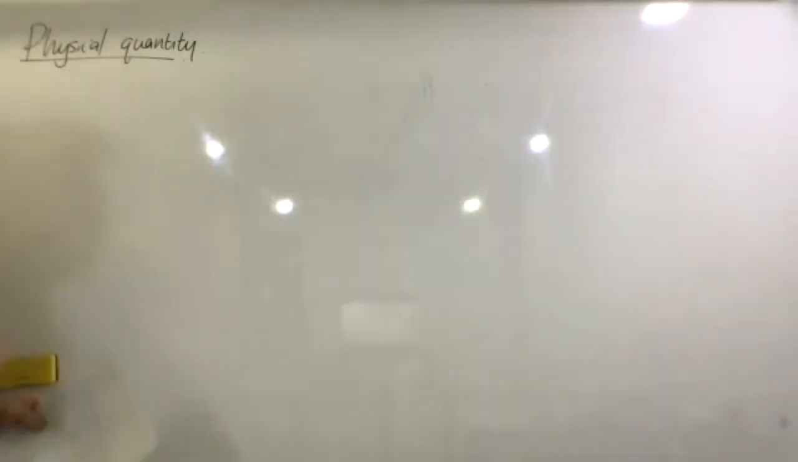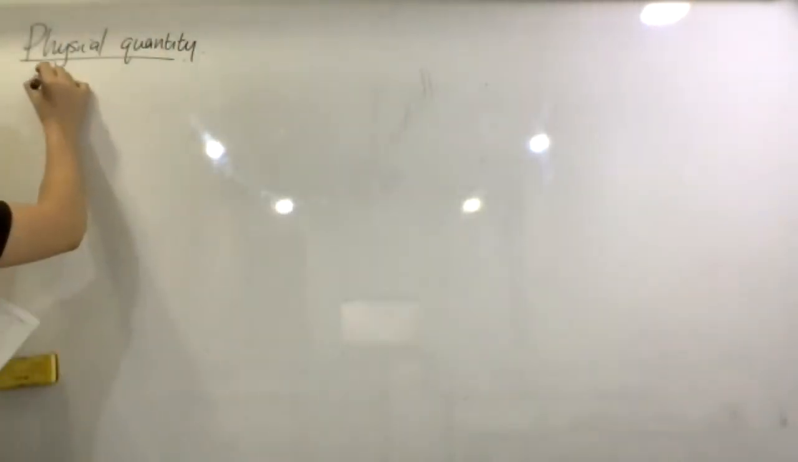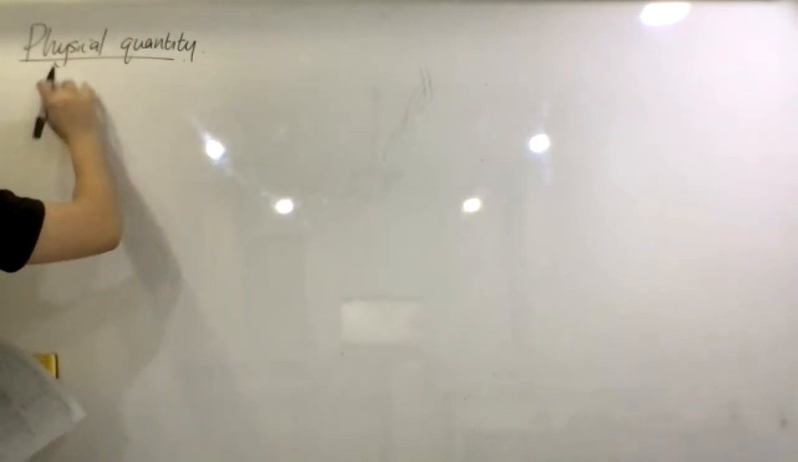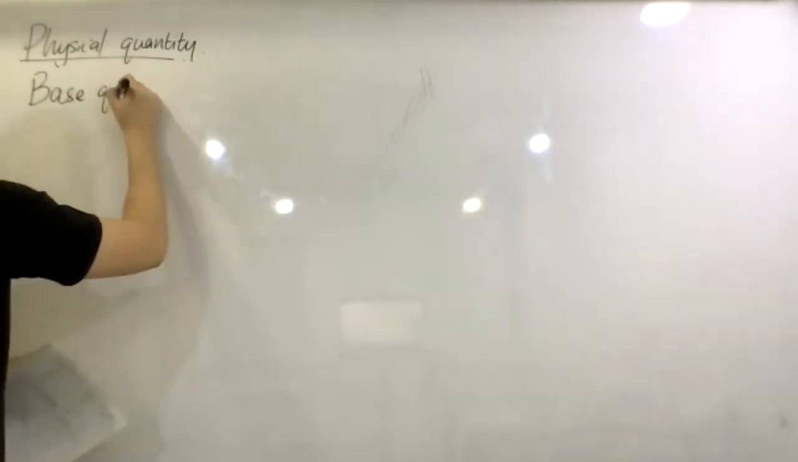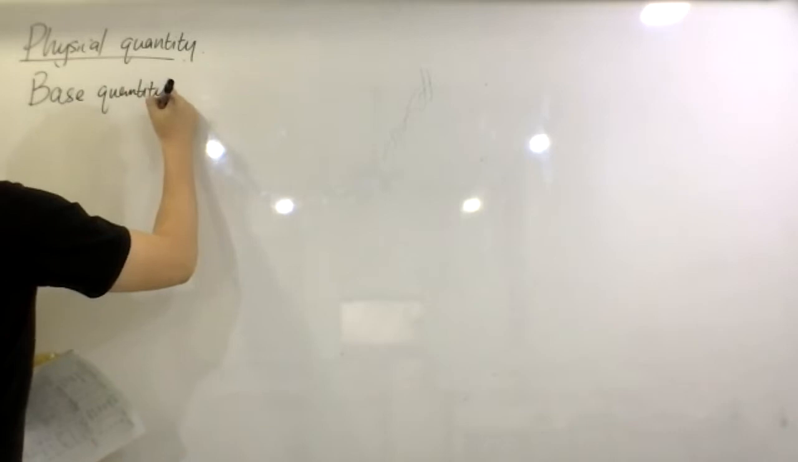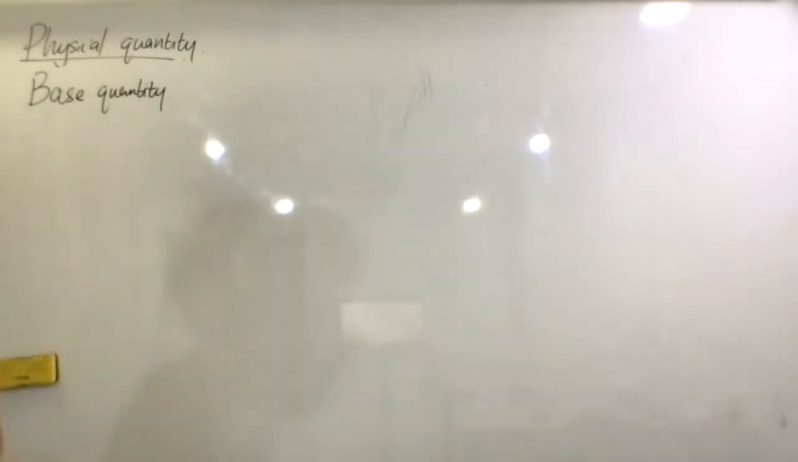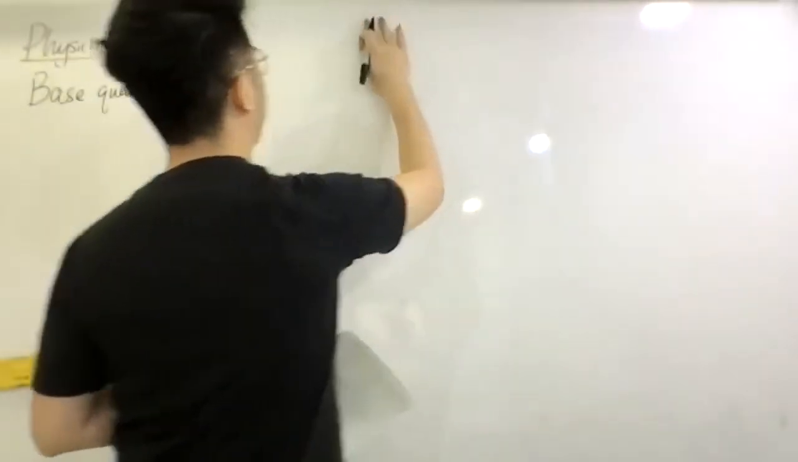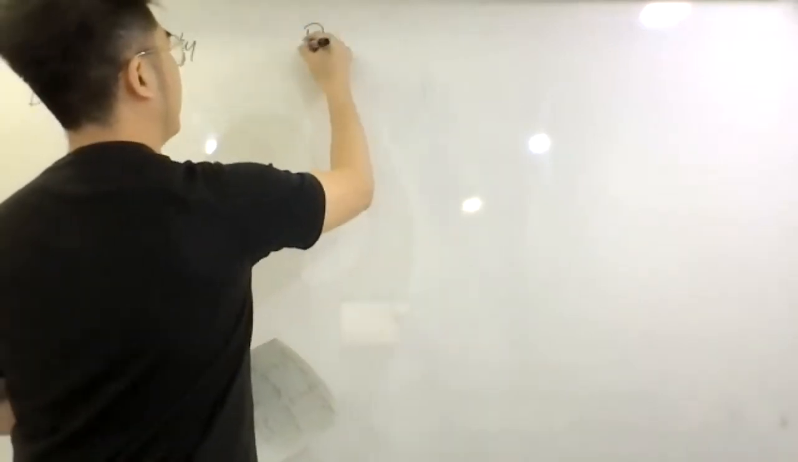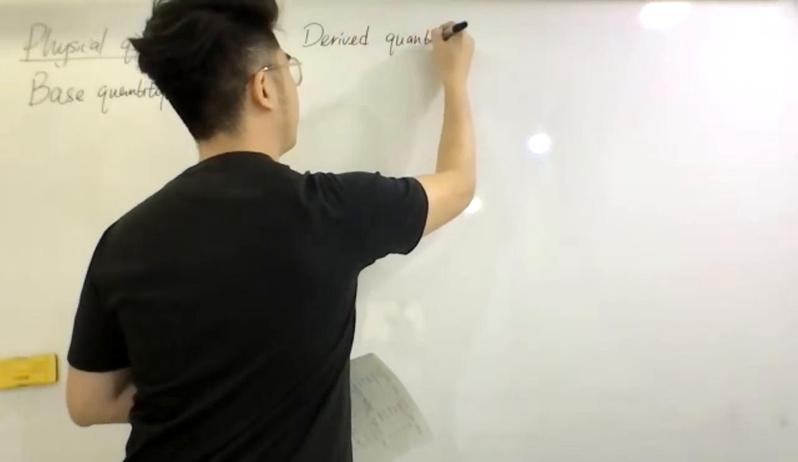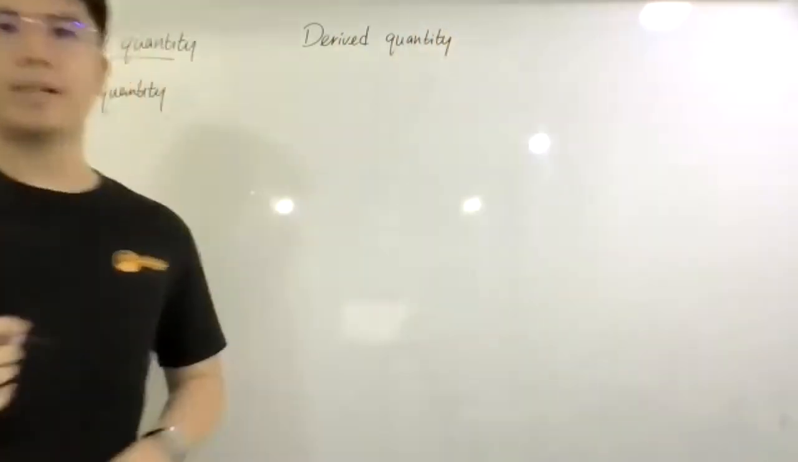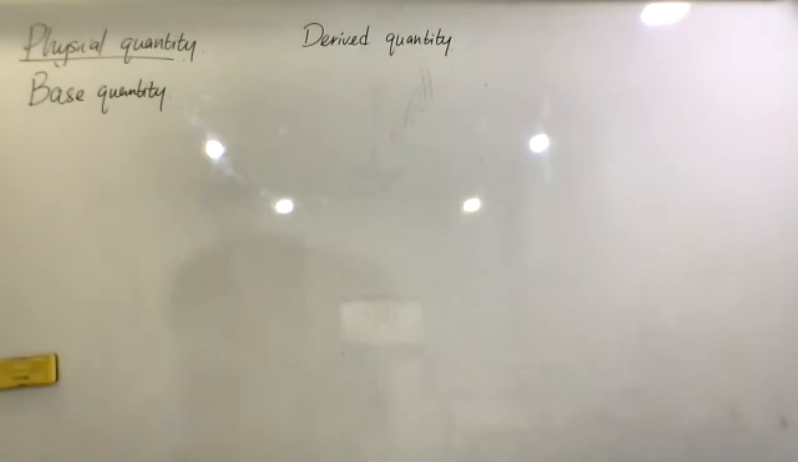Now, the two main big categories: you have your base quantity. I will create a table. Base quantity versus what? Derived quantity. Write it here. Derived quantity. What is base and what is derived?